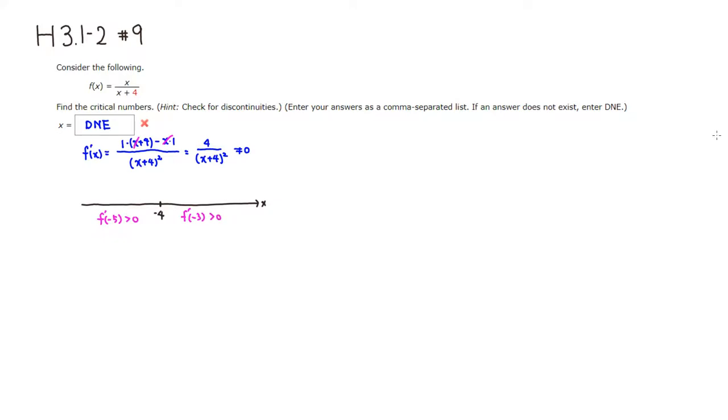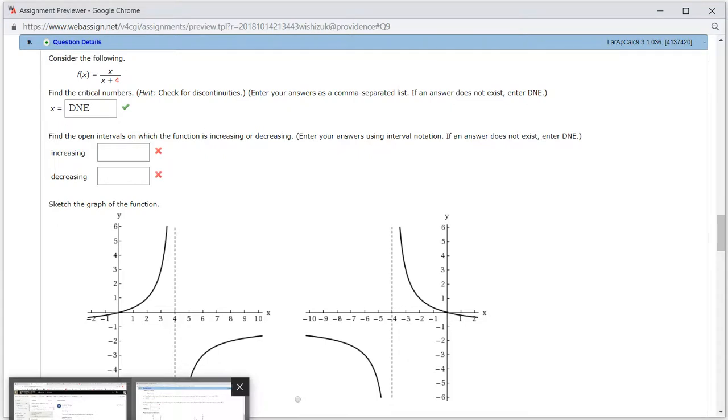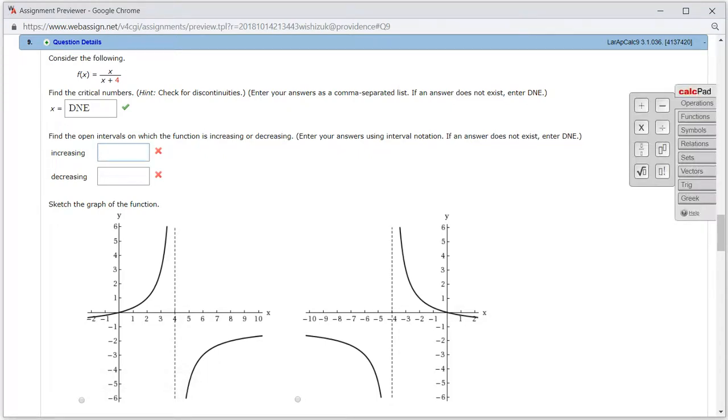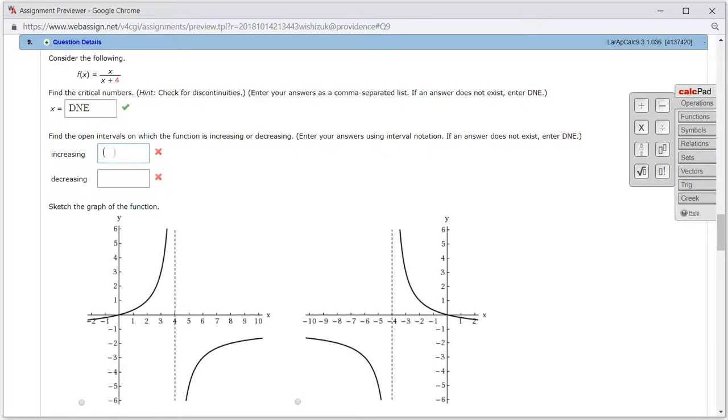Which means that if you're talking about the behavior of the original function, it's going to be increasing before -4. Oh, actually, I meant increasing, so let me erase that. And even after -4, it's going to be increasing. So let's type it in. It's increasing on the interval from negative infinity to -4.